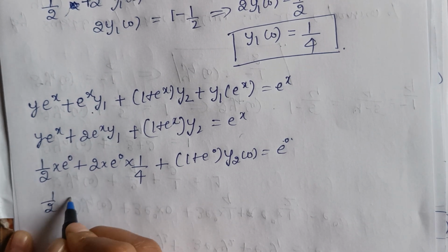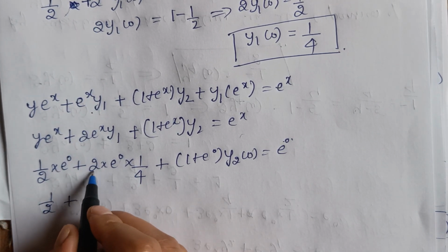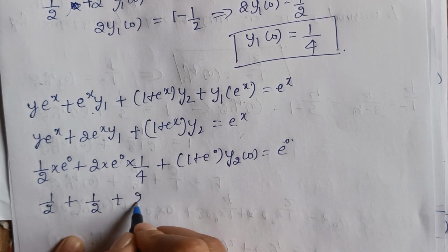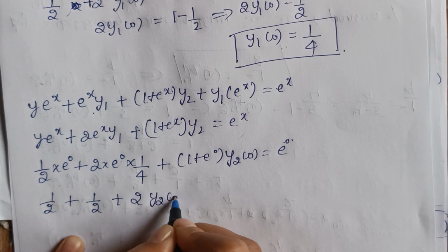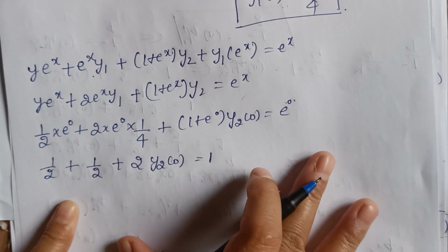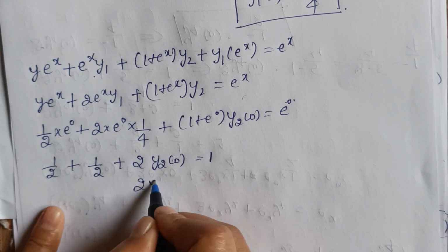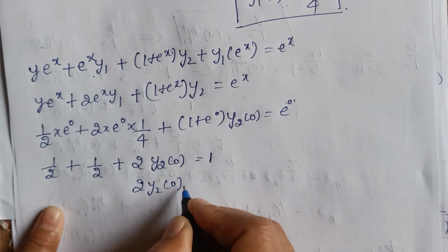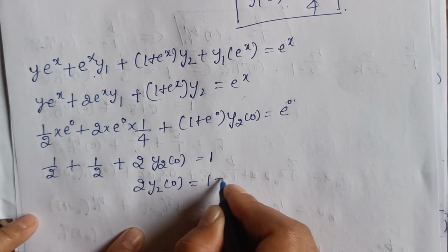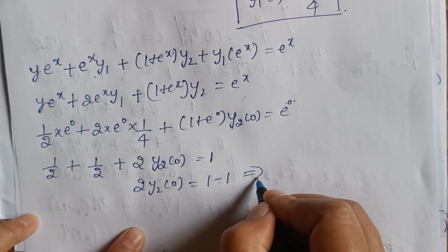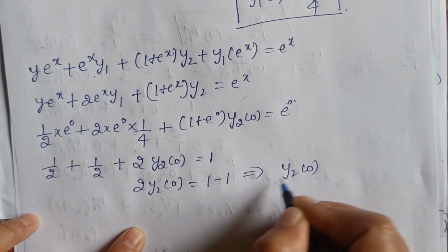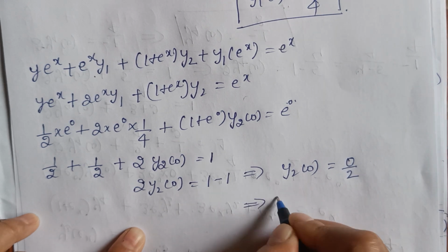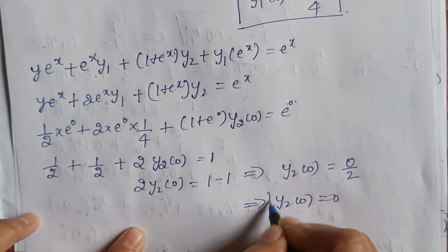This becomes 1 by 2 plus, this also becomes 2 ones are, so this also becomes 1 by 2 plus this becomes 2. So y2 of 0 is equal to 1. This is 1, so 2 y2 of 0 is equal to 1 minus 1, which is 0. So y2 of 0 is equal to 0 by 2, y2 of 0 is equal to 0.